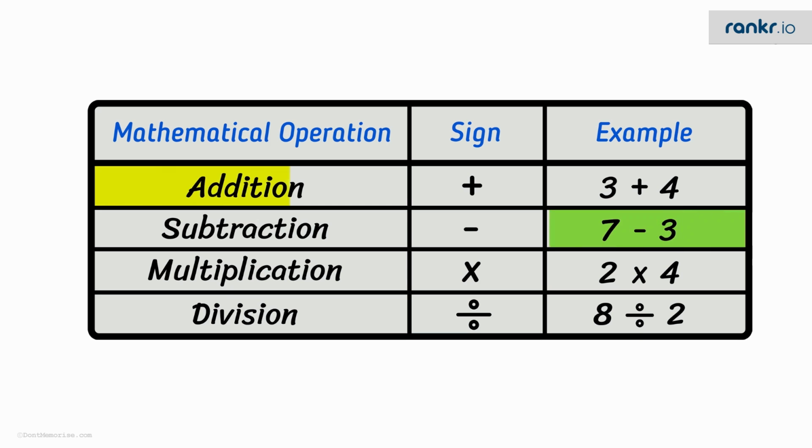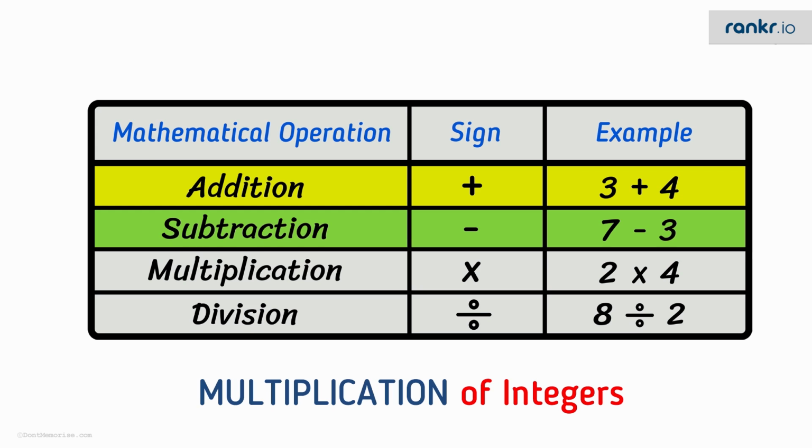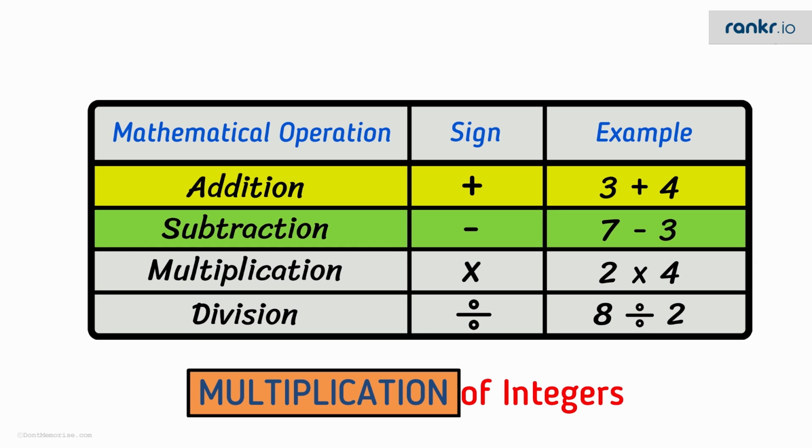So far, we've seen these two mathematical operations for integers. Now we will move on to multiplication of integers. It will be a good idea if we first understand the term multiplication well. Yes, it may seem very simple, but there are a few things that we need to understand about multiplication. This will help us solve the questions about multiplication of integers.